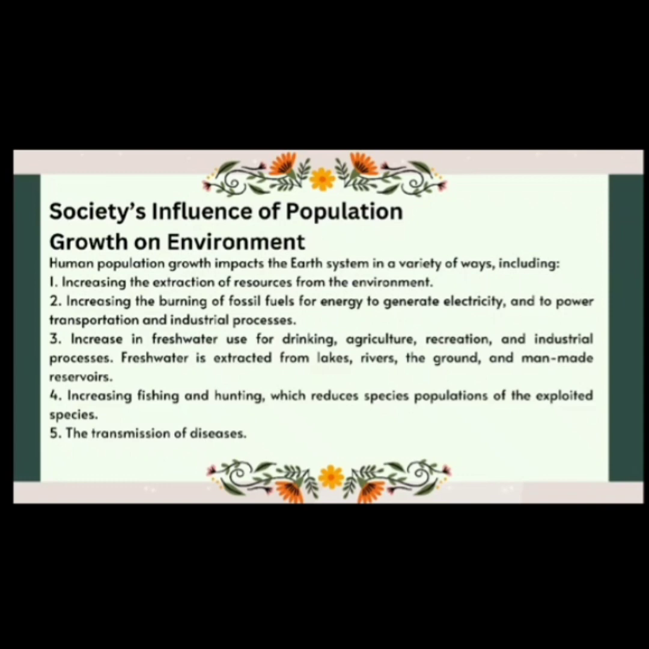Fourth is increasing fishing and hunting, which reduces the population of the exploited species. Fishing and hunting can also indirectly increase numbers of species that are not fished or hunted if more resources become available for the species that remain in the ecosystem. And lastly, the transmission of diseases. Humans living in densely populated areas can rapidly spread diseases within and among populations. Additionally, because transportation has become easier and more frequent, diseases can be spread quickly to new regions or around the world.